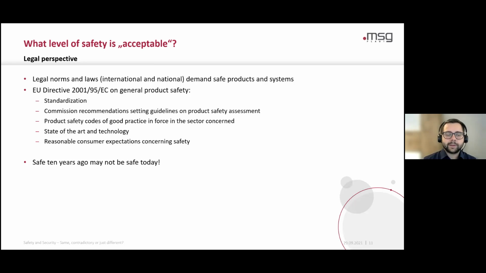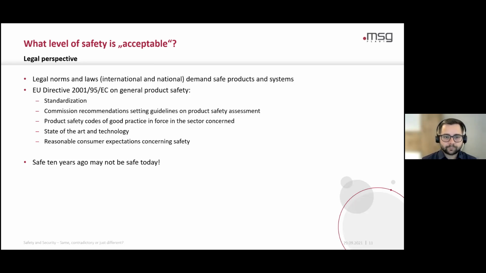One source is standardization. Standardization bodies are where people work together to define basically how we should do things in safety engineering, how we should make things safe. And the idea in the law is that when people meet there and define a standard and also define the level of safety, this is one hint to answer the question, what is acceptably safe? But it is also described in other sources.